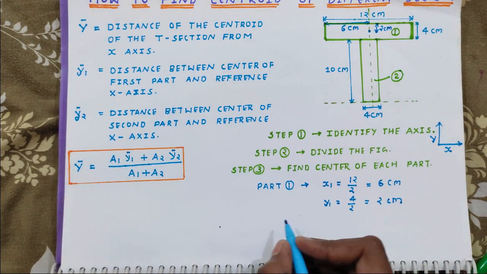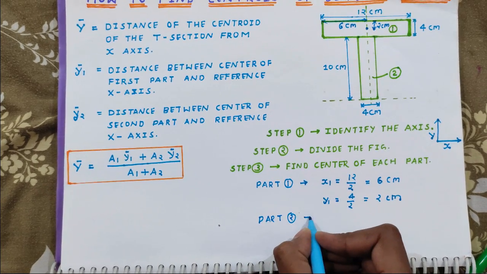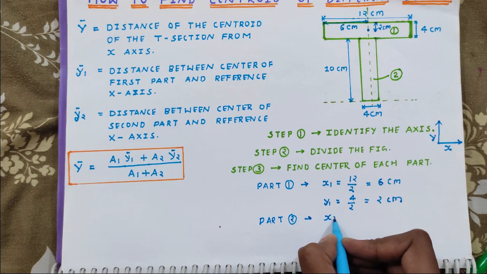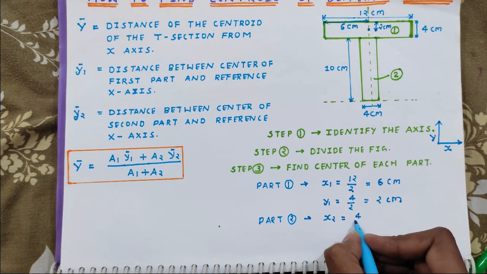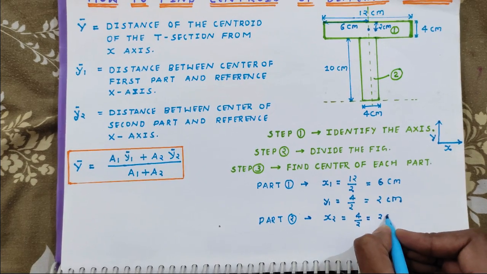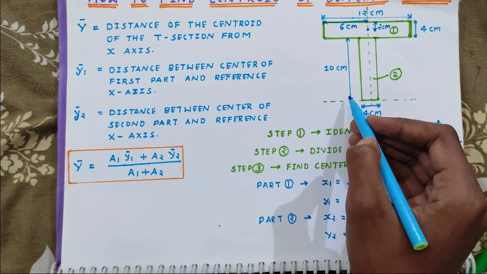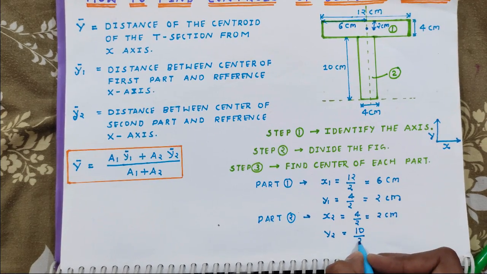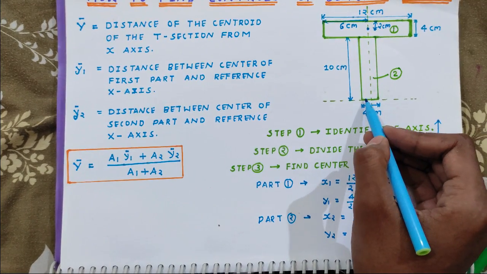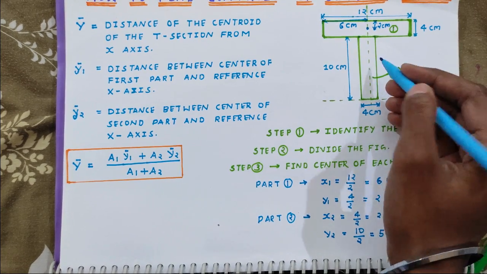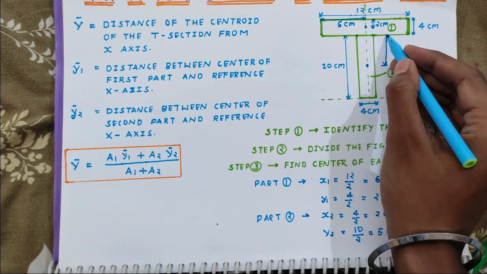Now for the second figure, the procedure is the same. x2 is equal to 4 by 2 equal to 2 centimeter and y2 is 10 by 2 equal to 5 centimeter. So this length is equal to 2 centimeter and half of 10 centimeter is equal to 5 centimeter. This is the center of our second part.